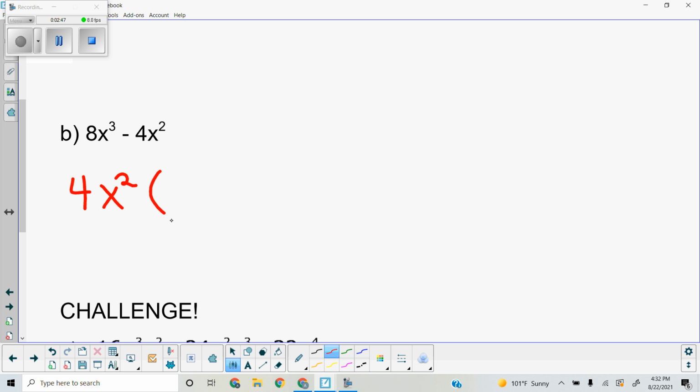So when we take that 4x squared out, 8 divided by 4 is 2, and we took 2 of our x's away. So now we have just 2x minus... 4 divided by 4 is 1, and we factored that x squared out, so that is all our term has.